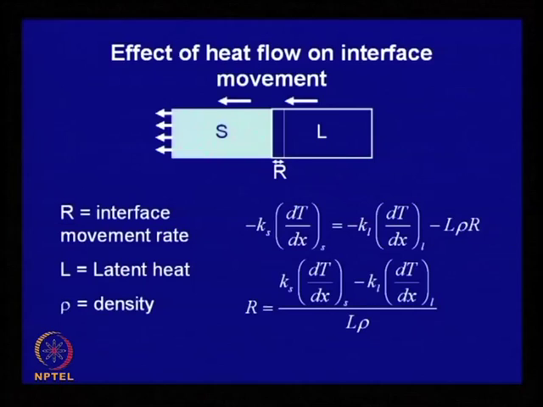Now, in essence, the heat flow has an important effect on the interface movement, which is represented here. This is the heat conduction through solid, this is the conduction through liquid, and this is the latent heat that comes out when solidification takes place. Rho is the density and r is the rate at which this interface moves. Assuming this to be planar, this type of equation can be set up, and we will build upon it. We will see how this affects evolution of structure during solidification in the next class.